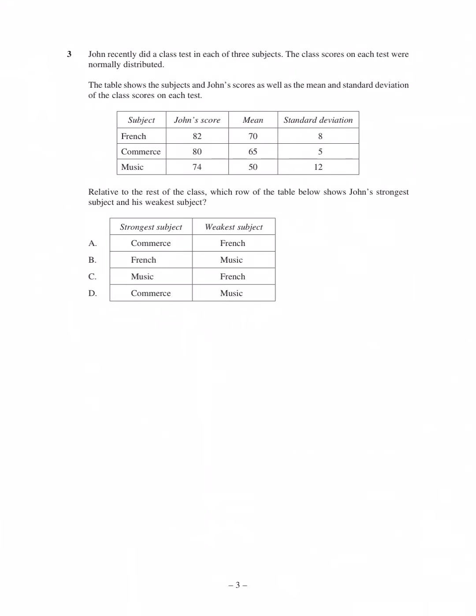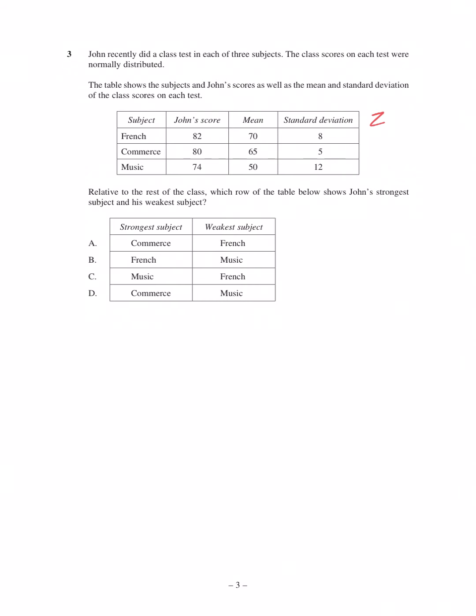We've got a Z-score question here, new content to the advanced course in 2020 and common with the standard course as well. So we're asked here, which subject has John performed the best in? Now, the cheap answer here would be just look at it and say he did the best in French and the worst in music because that's his highest and lowest mark respectively. But what we need to do here is we need to turn these into Z-scores.